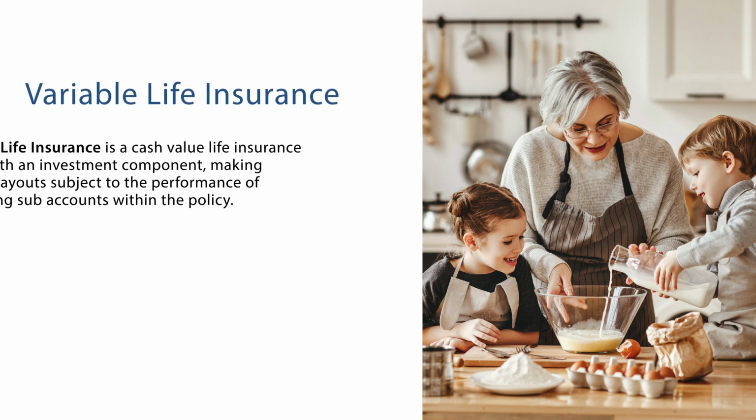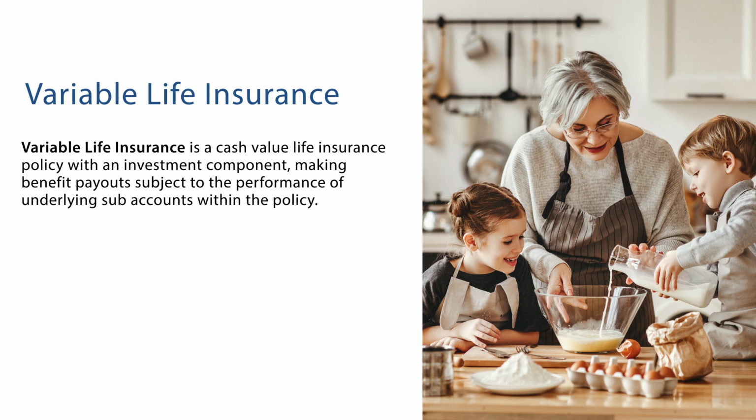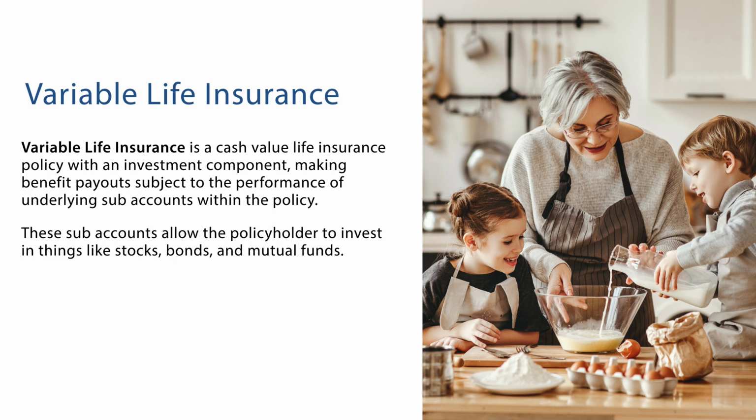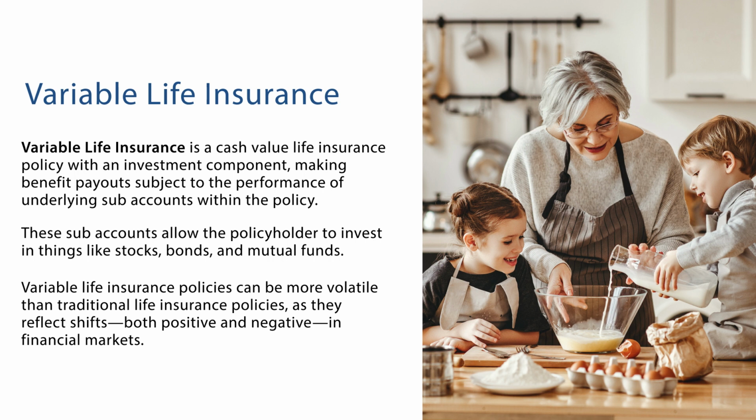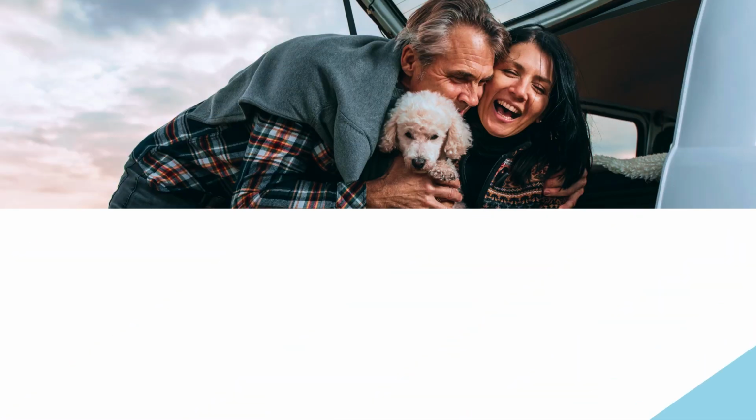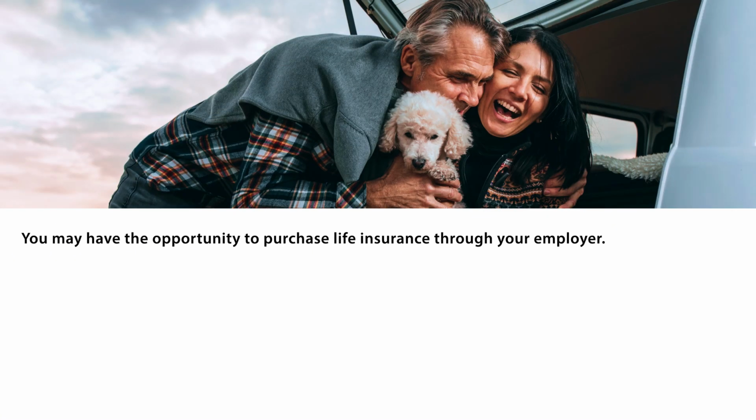Variable life insurance is a cash value life insurance policy with an investment component, making benefit payouts subject to the performance of underlying sub-accounts within the policy. These sub-accounts allow the policyholder to invest in things like stocks, bonds, and mutual funds. Variable life insurance policies can be more volatile than traditional life insurance policies as they reflect shifts, both positive and negative, in financial markets.